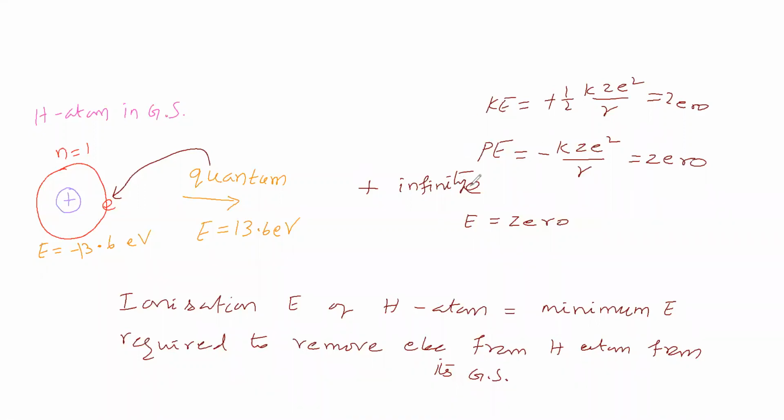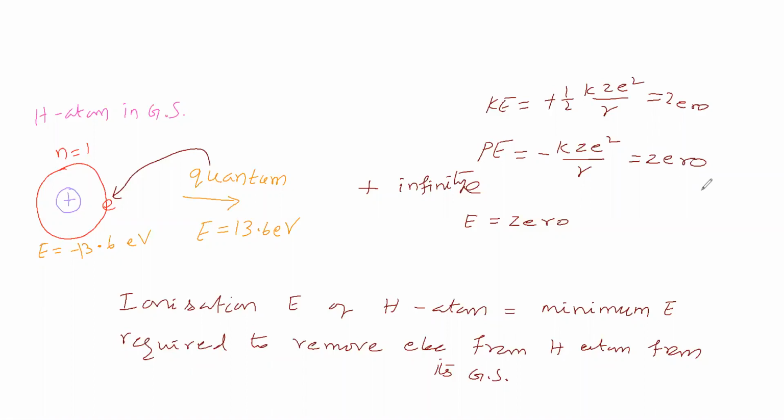That means this electron is not revolving around the nucleus. Another point is this electron does not have any remaining quantum energy. The supplied quantum of 13.6 electron volt is utilized completely to break the attraction between the nucleus and the electron. That is the meaning. So for this electron, kinetic energy is 0, potential energy is 0, and the energy of the electron is 0.